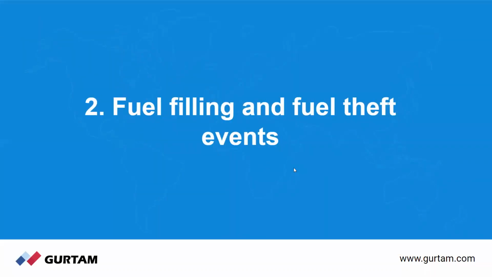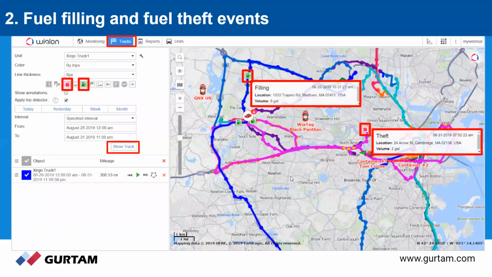Now let's talk about fuel filling and fuel theft events. Fuel filling and fuel theft events are displayed on the tracks panel. Select fuel theft and fuel filling markers. Click show track, which is historical data of a unit. You can see fuel thefts are marked with a red color icon, whereas fuel fillings are marked with a green color icon.